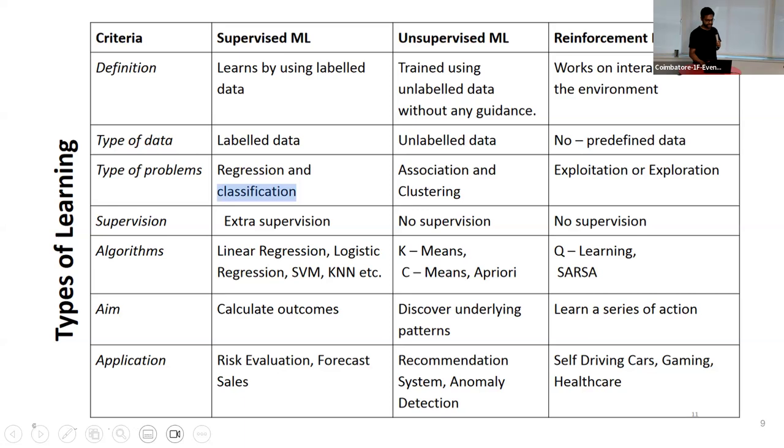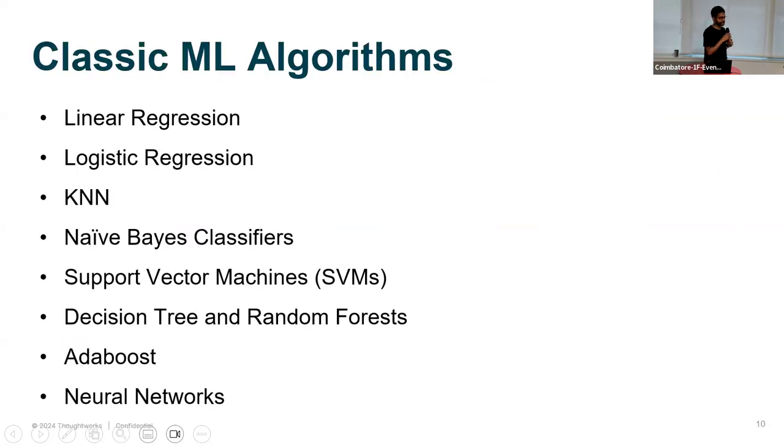I'll skip unsupervised and reinforcement learning, which is a topic for another day. We'll do a deep dive into classic ML algorithms alone on the supervised learning side. As I said, there are many classic ML algorithms when it comes to supervised learning. The most popular and simplest of them is linear regression. Then there is logistic regression, KNN, which is nothing but K nearest neighbors, then Naive Bayes classifiers, SVMs, decision tree, random forest, AdaBoost.